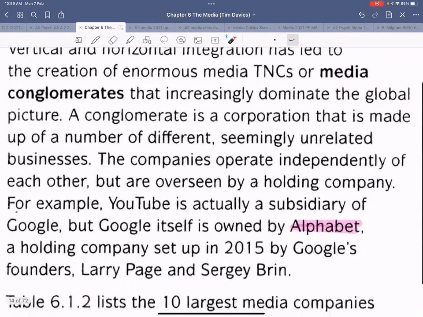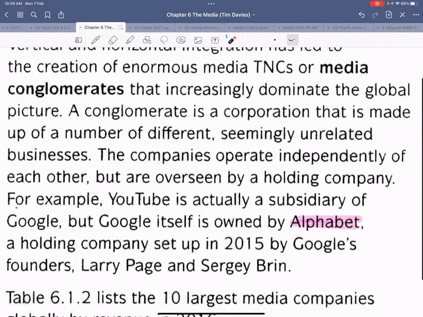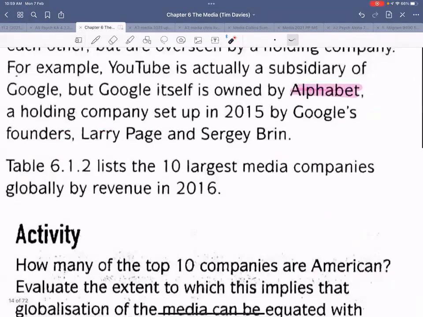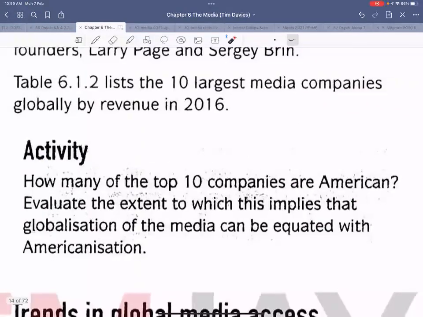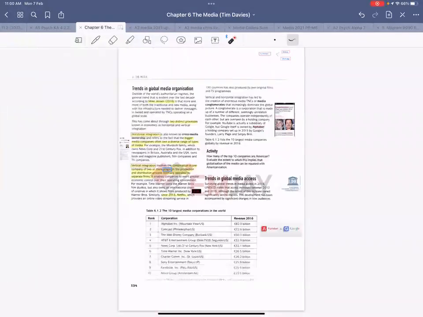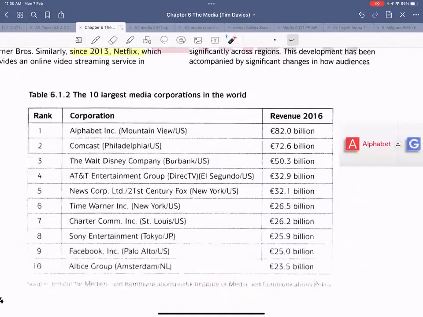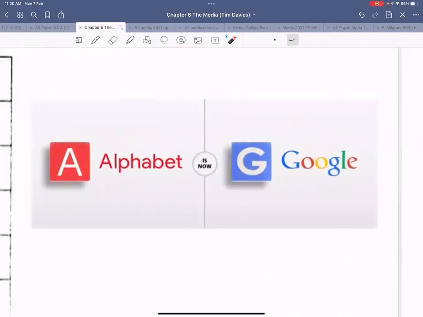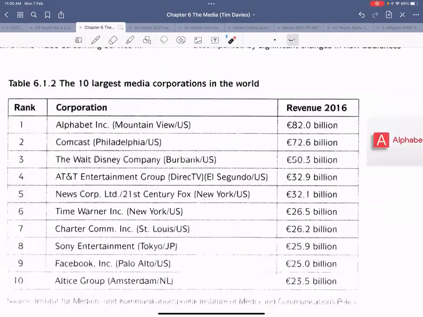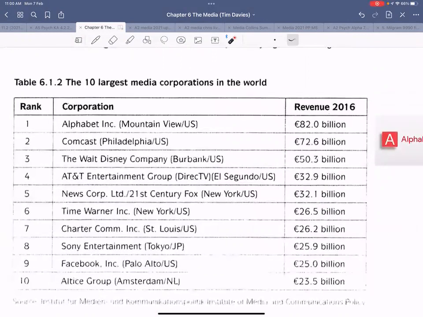So yeah, moving on. YouTube is actually a subsidiary of Google, but Google itself is owned by Alphabet, a holding company set up in 2015 by Google's founders, Larry Page and Sergey Brin. Table 6.1.2 lists the 10 largest media companies globally by revenue in 2016. That's 2022 as we speak. So yeah, this is the company we're talking about. Clear here? Now, this is 2016, but for now, this is what we have. Alphabet Incorporation, $82 billion. And News Corporation, Rupert Murdoch, Facebook Incorporation, $25 billion.